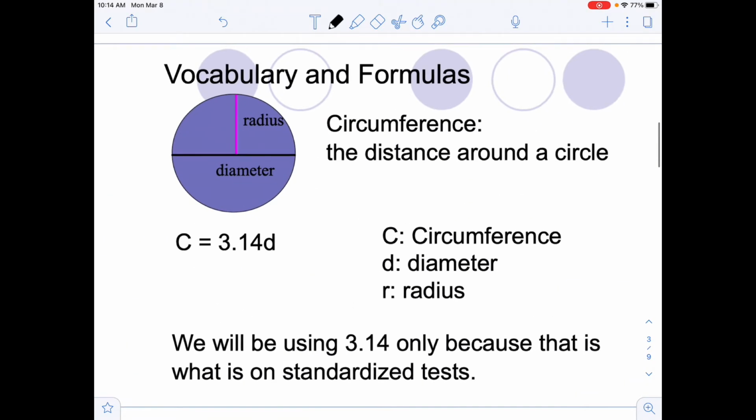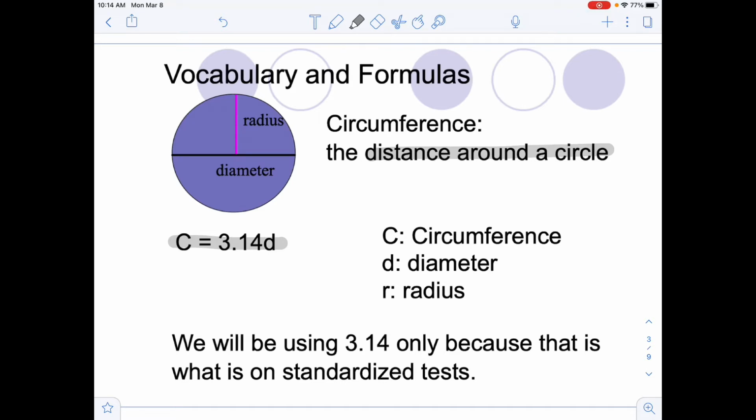Some vocab is circumference. Circumference is the distance around a circle. And the formula for circumference is C equals 3.14D. So 3.14 we're going to use instead of using the pi button, just because that's what you're going to be seeing on standardized tests. So we're only going to use 3.14.